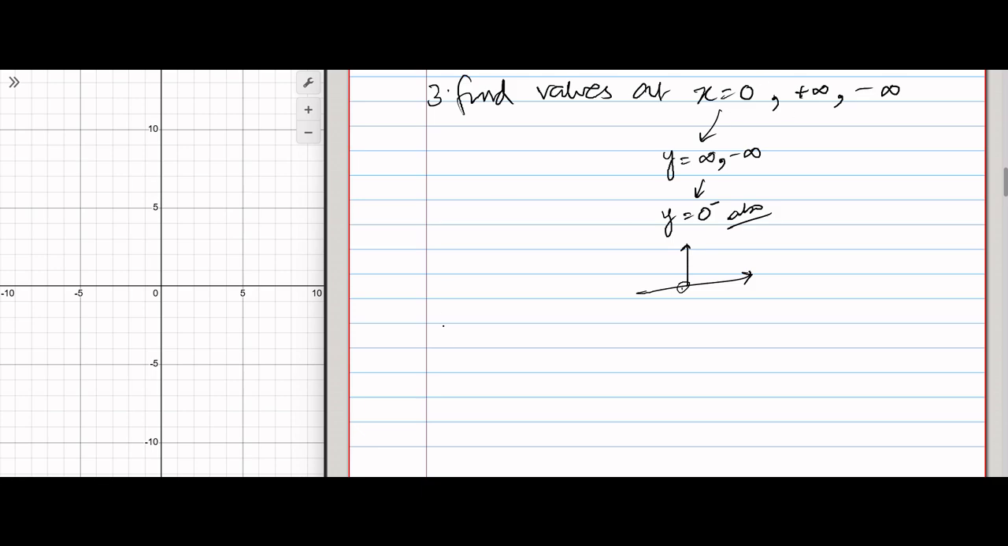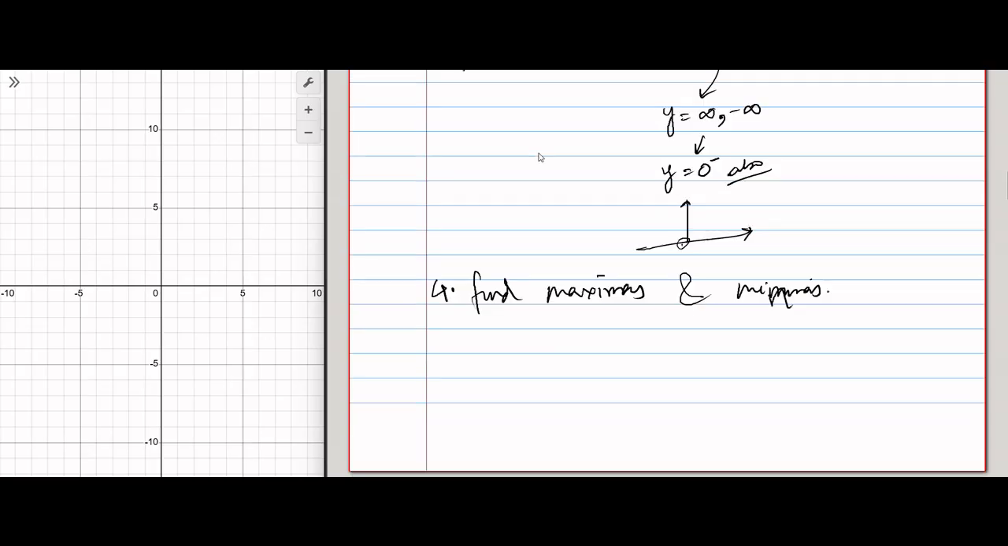Only then I'll be able to explain more, so we'll do that later. The next step will be to find maximas and minimas of the function. How will we do that? We'll set the derivative of the function to 0. We'll find the values of x, which we'll name x naught. These are the points of maximas and minimas.